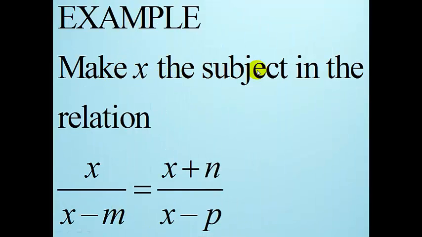Example: make x the subject in the relation x over x minus m equals x plus n over x minus p. So we are making x the subject, and we can see that we have an x term here, here, here, and also here. Now what we have to do is to cross multiply. That is, we multiply x by x minus p, and we also multiply x minus m by x plus n. Now let's proceed.